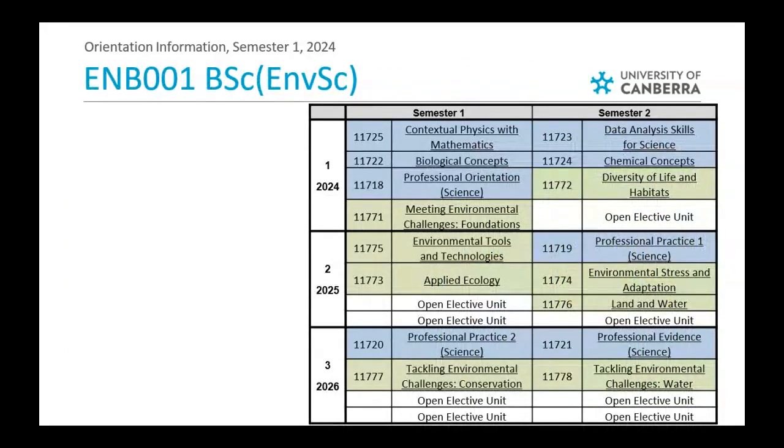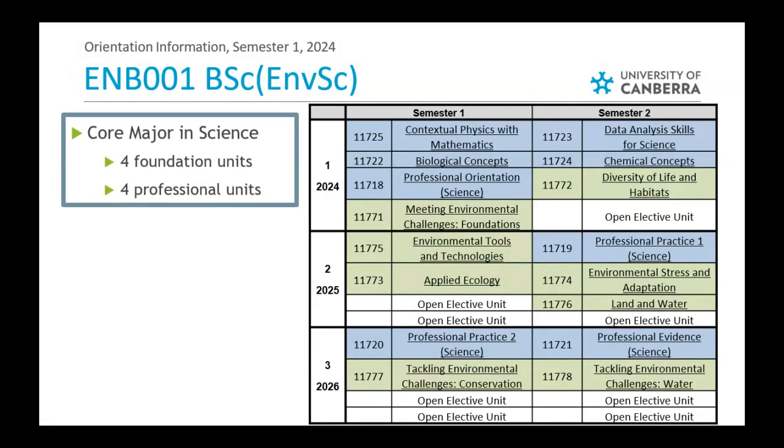ENB 001, or Bachelor of Science, Environmental Science. This is the standard, typical study plan. It's not completely set, but it's what we put down to say this is what you should do. This is one way to complete your degree.